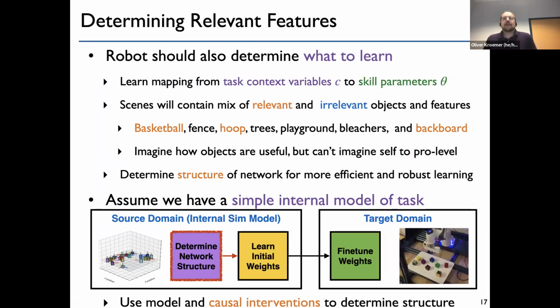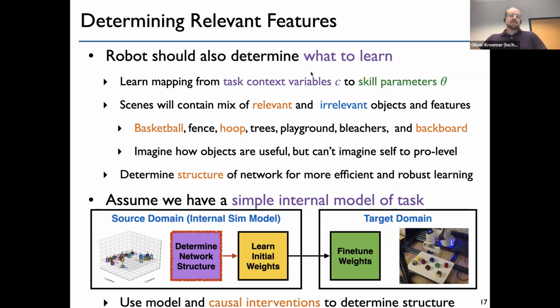So another way that we can think about determining what needs to be learned is identifying what is relevant and what is irrelevant in different scenes. As we have robots working in very complicated environments in the future, there are going to be lots of objects, and many of them are going to be completely irrelevant. So we want to take some context variables C, which might be all of the objects in the environment.